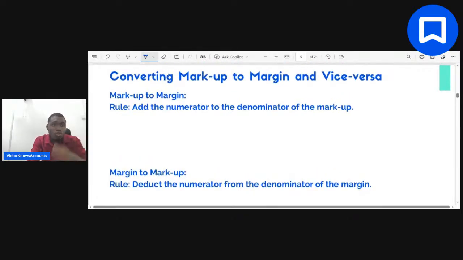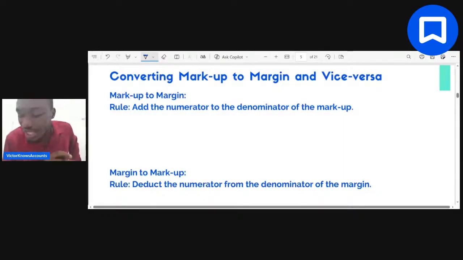All right. So if you want to convert markup to margin, the rule is simple. Just add the numerator to the denominator of the markup. And if you want to convert margin to markup, just deduct the numerator from the denominator of the margin. That's just English. Nobody cares about all of this English. You have to understand it in terms of number. So let me show you what it means in terms of number.